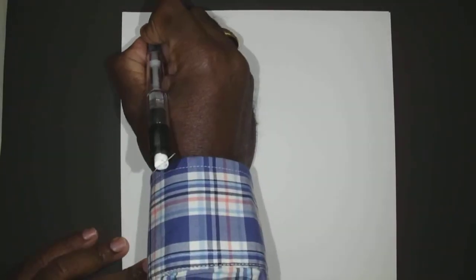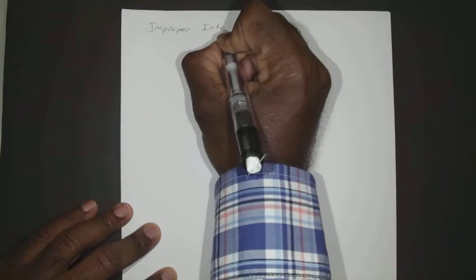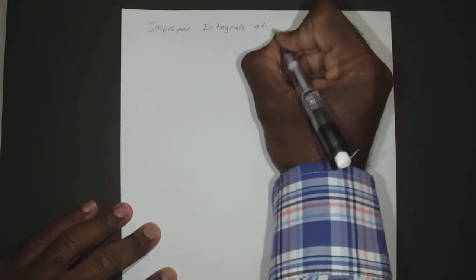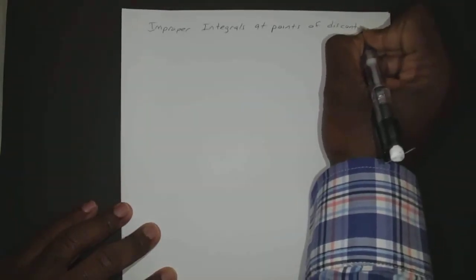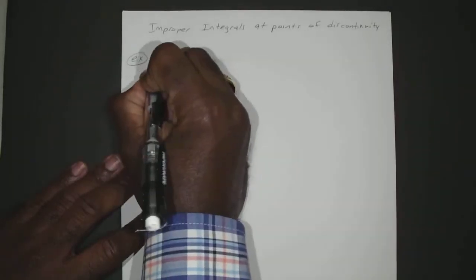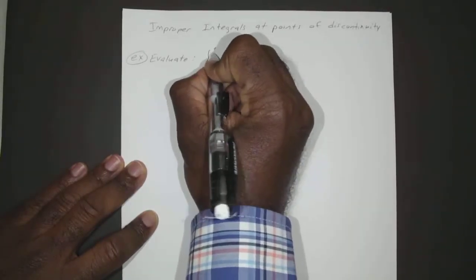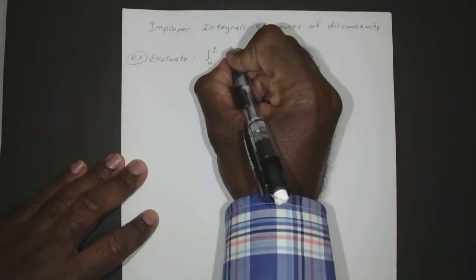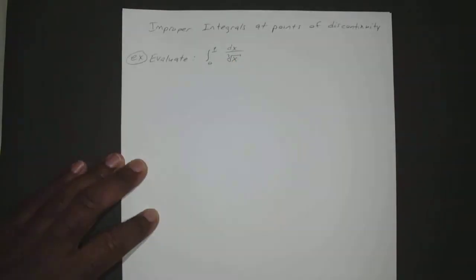Okay, so now we're going to look at improper integrals at points of discontinuity. Let's say, for example, we wanted to evaluate the integral from 0 to 1 of dx over the cube root of x. Those are a lot of math terms I can throw together in one lesson.